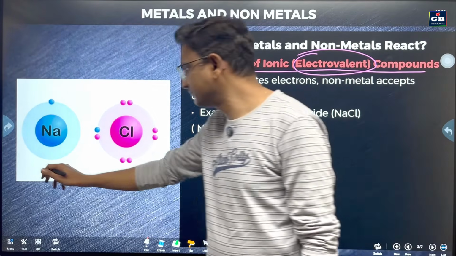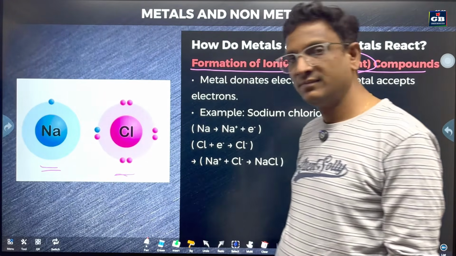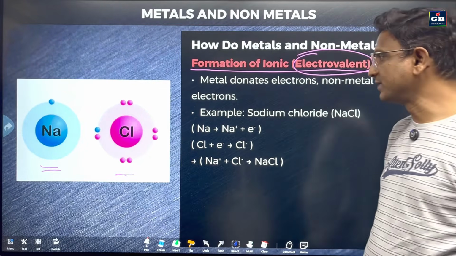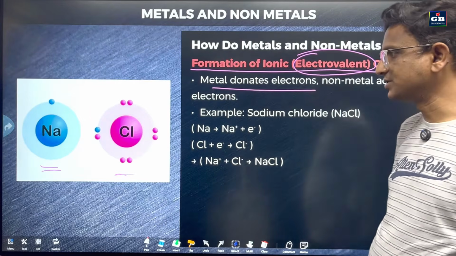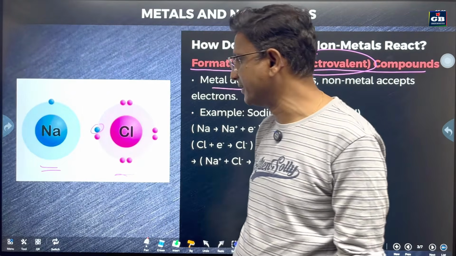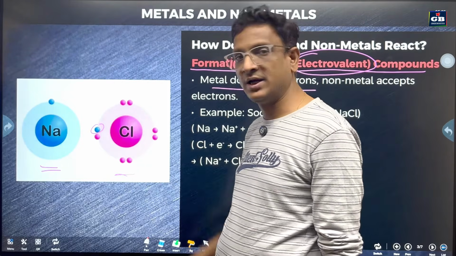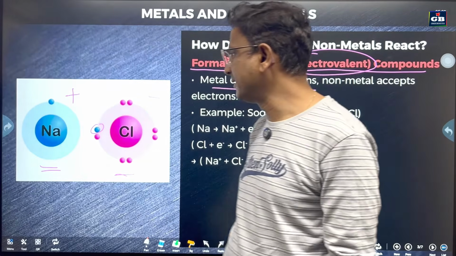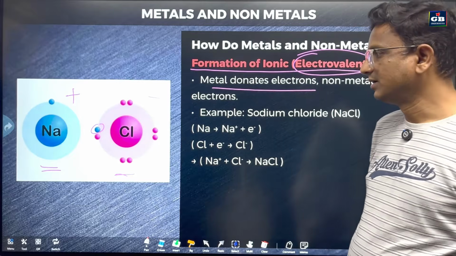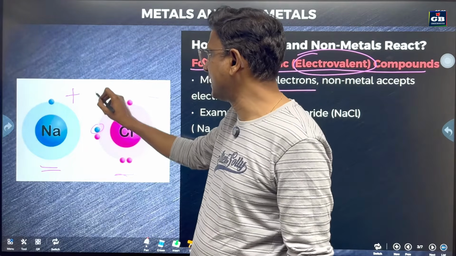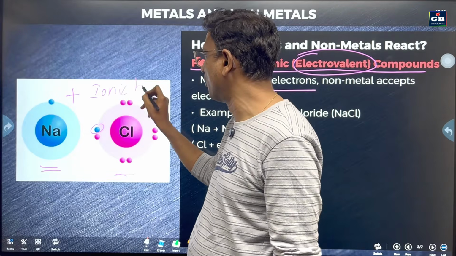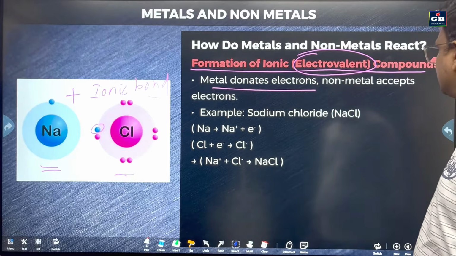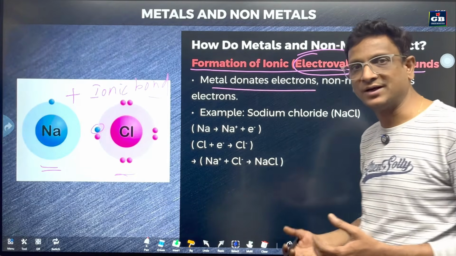So here we have a metal atom and a non-metal. A bond is going to be formed between these two, sodium and chlorine, metal and non-metal. The metal donates the electron, sodium is donating the electron. Now the chlorine has taken one electron, so it became an anion. Sodium has given one electron, it became a cation, positive charge. So the bond formed between these two is an ionic bond, or electrovalent bond, because donation and acceptance of electrons took place.